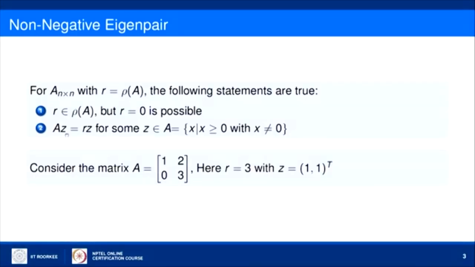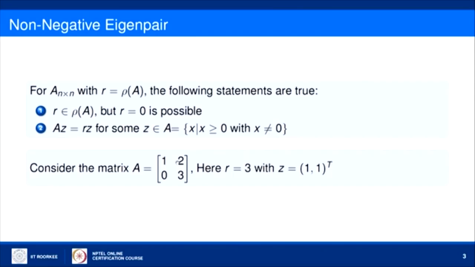The second is about the eigenvector. If Az equals rz, meaning z is an eigenvector corresponding to the eigenvalue r, which is the spectral radius, for some z belonging to set X, such a vector will be a non-zero vector and a vector which is greater than or equal to 0, meaning each entry is non-negative. For example, if you consider this 2 by 2 matrix, then the spectral radius of this matrix is 3 and the eigenvector corresponding to this spectral radius is 1, 1, which does not have any negative component.